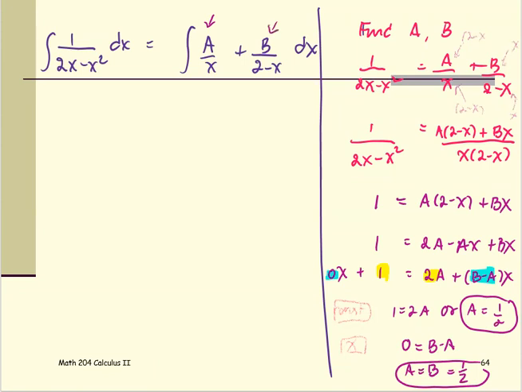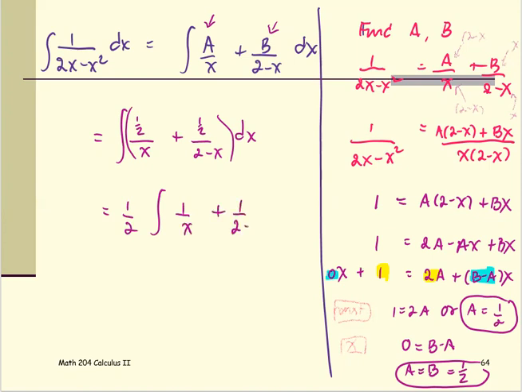So we plug it back into the main part of the problem. The problem becomes the integral of 1/2 divided by x plus 1/2 divided by 2 minus x, with respect to x. Both of them have the same number, 1/2, as a coefficient. I get it out of the way. So it's going to be 1/2 multiplied by the integral of 1 over x plus 1 over 2 minus x, with respect to x. The problem gets cleaner.